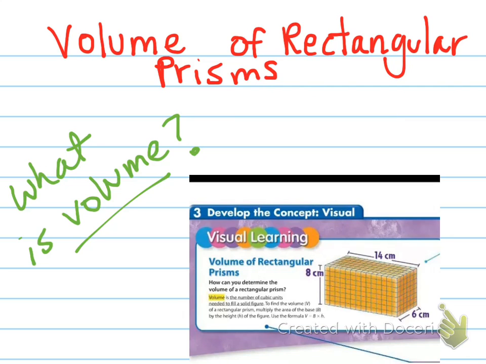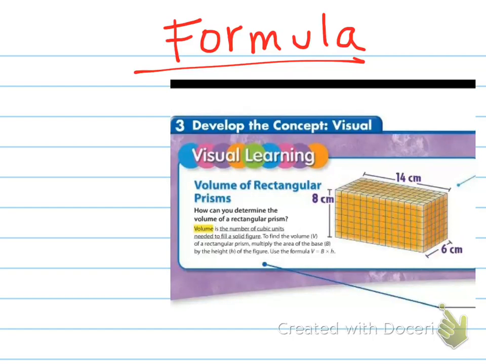In your math book, under the visual learning, you have your definition, and here's the example that we're going to be solving. If we have a rectangular prism with these measurements, how do we figure the volume? Yes, we're going to need a formula. First we have to recall the formula for area of a rectangle. Remember, that is length times width. Think of that when we find the area of the base.